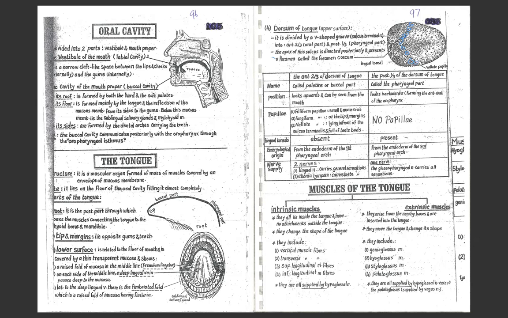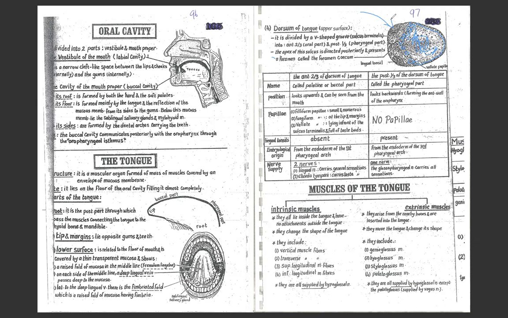Now, filiform papillae are small and numerous, found everywhere. Everywhere you can see here, filiform papillae. Fungiform papillae are only found at the margin and at the tip. Here, that's fungiform. Only found on the margin.